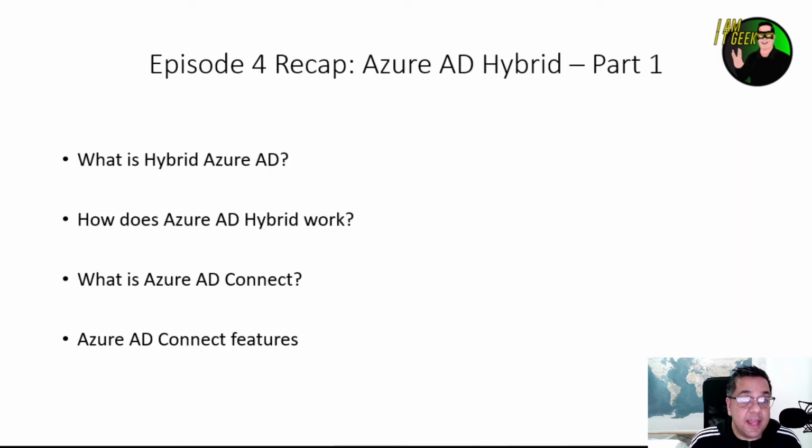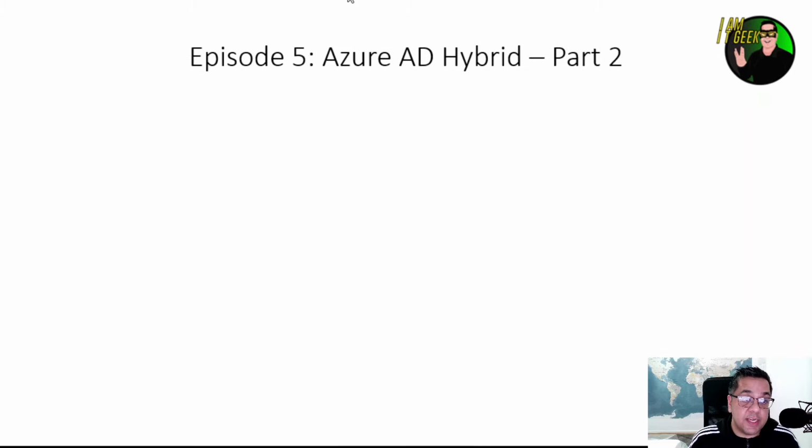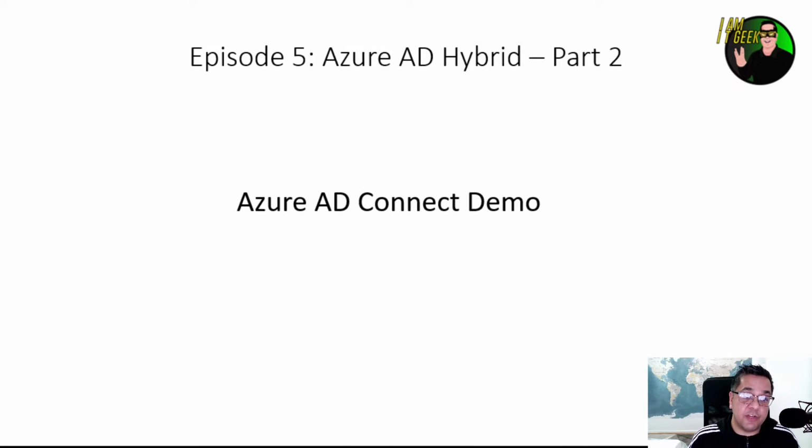And that leads us on nicely to episode 5, which is part 2 of the Azure AD Hybrid topic. In this week's episode, again, it's very similar to how I did the Azure AD part 2. It's going to be a demo, so it might be a bit longer than last week. I'll try and keep it as short as possible, but make sure I've got enough detail in.